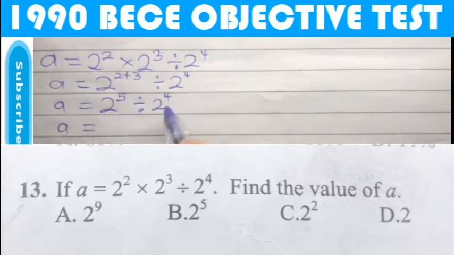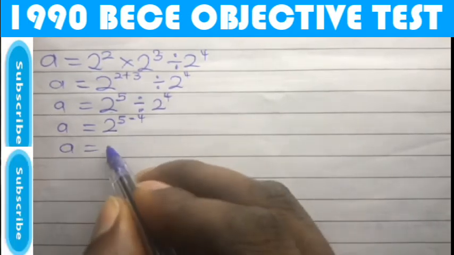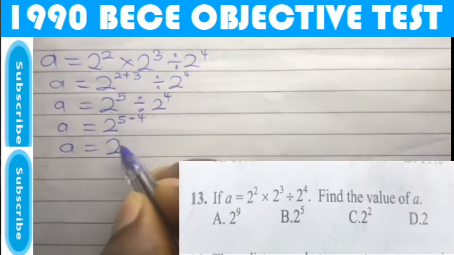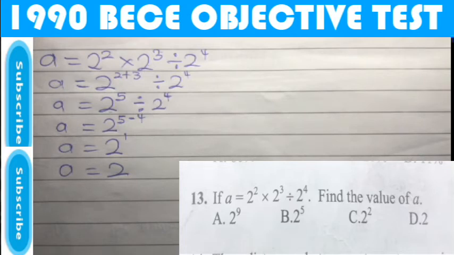And the indices, they have the same base, and they are dividing. So we find the difference between the powers. So we have 2 exponent 5 minus 4. So A will be equal to 5 minus 4 will give us 1, 2 exponent 1. And this will give us 2. When you have any non-zero value raised to the power 1, the final answer gives you the base. All right, so over here the base is 2. So 2 exponent 1 will give us 2. And that is it. So the final answer is 2.